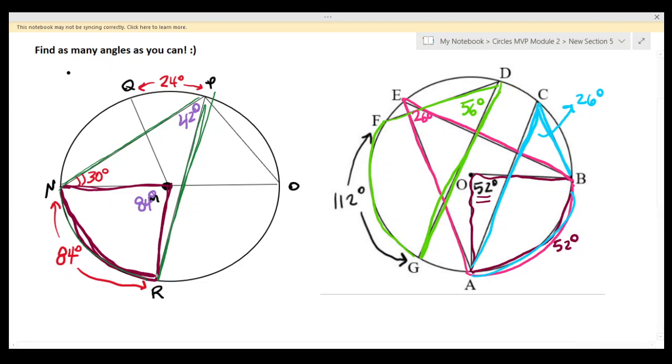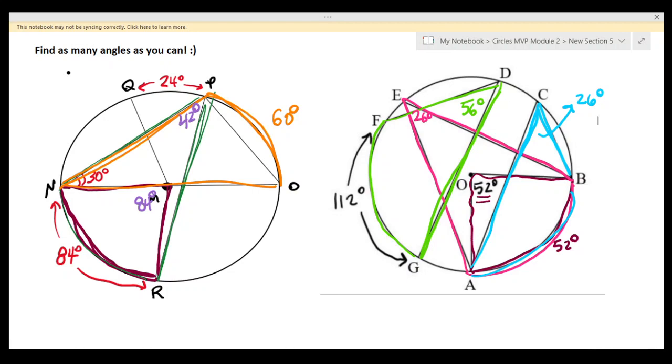So let's go to the next part. Let's look at the 30-degree angle that they gave us. It's an inscribed angle, and the arc that goes along with it is right here. Now, because that angle is equal to 30, that means the arc has to be equal to 60, twice the size of the angle. That's the most we can do from that section.